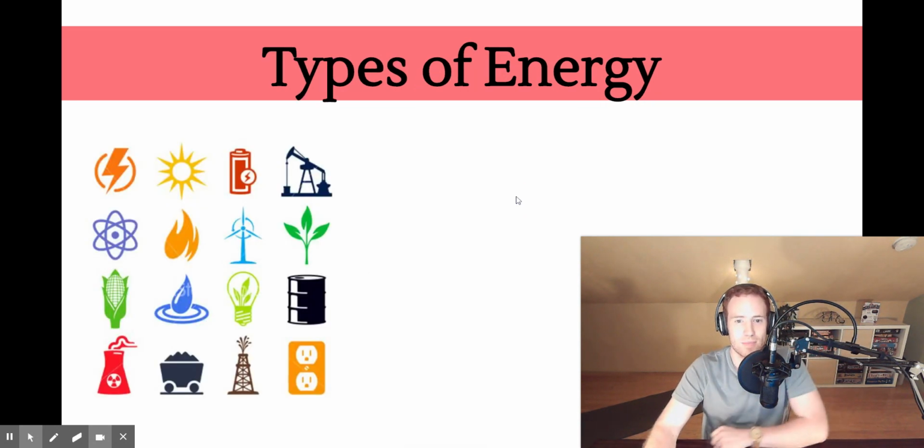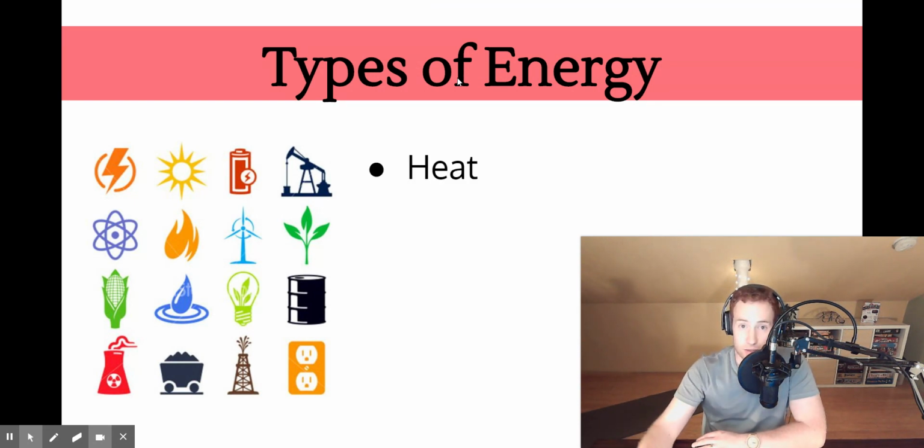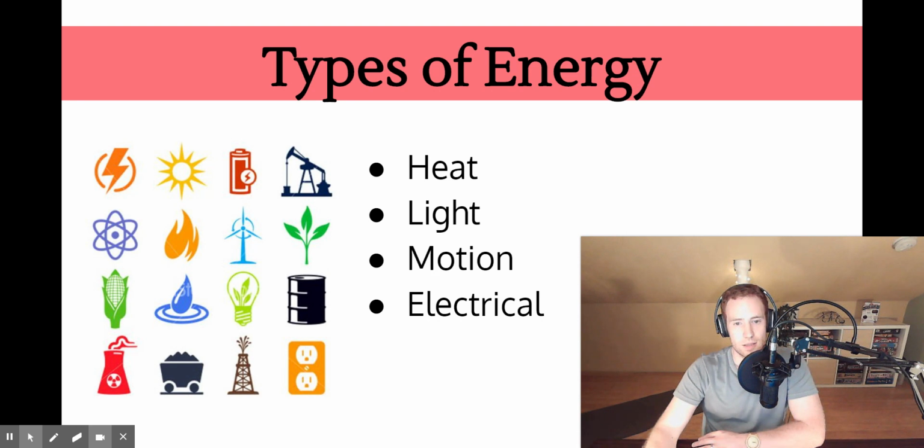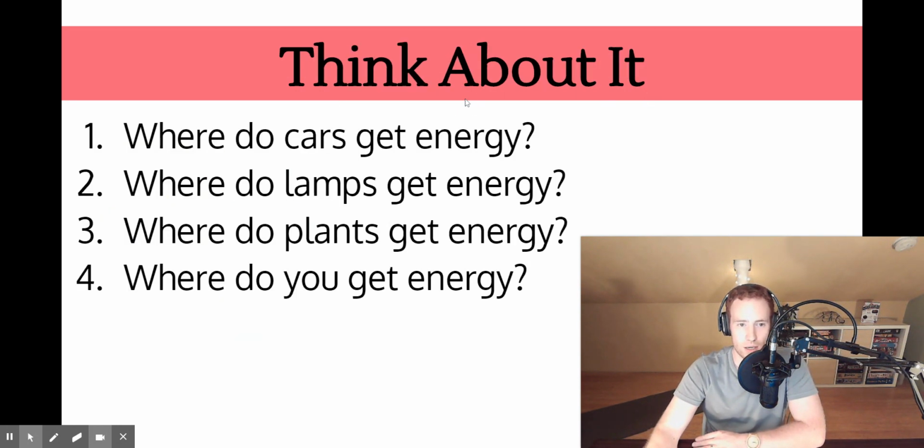Now, there's a lot of different types of energy out there in the world. There's heat energy, of course, light energy, energy of motion or kinetic energy, electrical energy, chemical energy. And it's this last one, chemical energy, that we're going to be focusing on a lot in this unit.